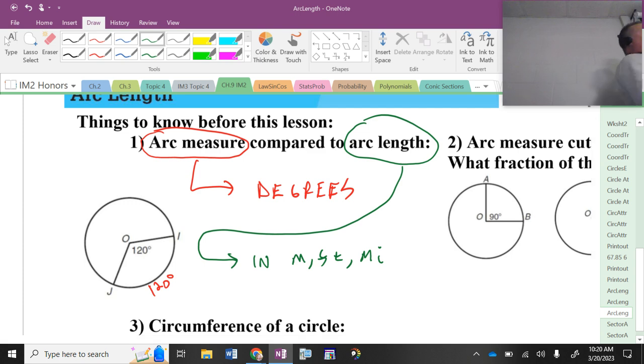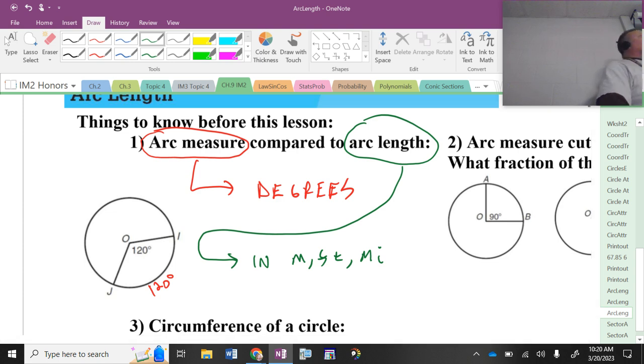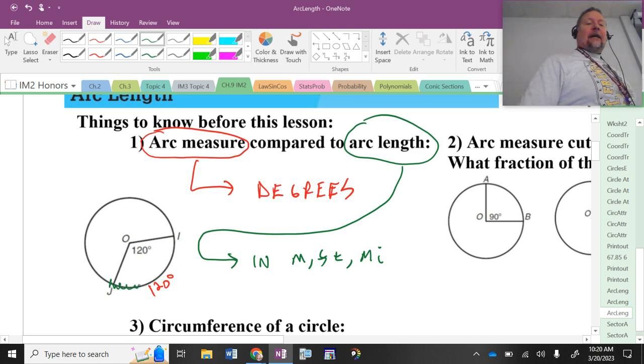So imagine I pull this circle out and make this larger. This 120 stays, because that's the fractional component of how much of the circle you're dealing with. What's a full circle, by the way? 3, 2, 1, go. 360. But when I pull that circle out or make it smaller, the 120 doesn't change, but the amount of miles, feet, or inches that you travel from J to I changes. The larger the circle radius is, the larger that arc length is. So there's a big difference there.